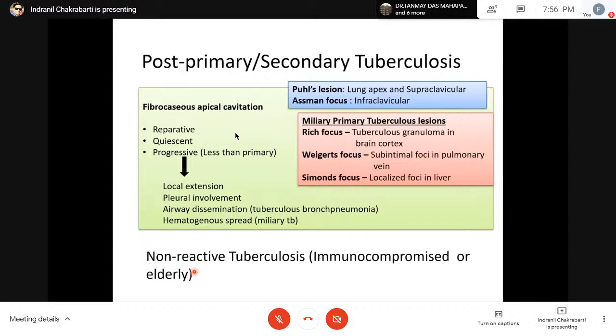Now, non-reactive tuberculosis. Non-reactive tuberculosis occurs in immunocompromised or elderly. We commonly encounter this type of non-reactive tuberculosis in immunocompromised HIV patients, where there is extensive caseation, but we do not get any granuloma or giant cells around them. So only caseous necrosis we get in case of non-reactive tuberculosis.